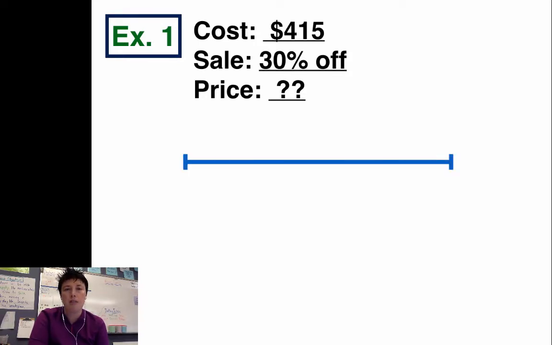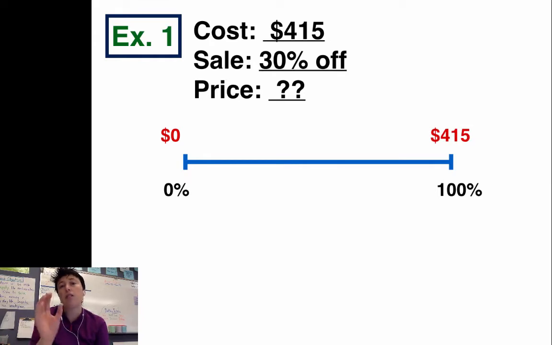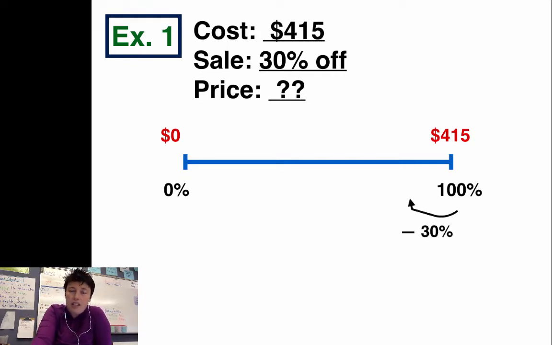I'm going to draw a number line that goes from 0 to 100%. And we've done this before. What I know right now is that at 0%, I'd be spending $0. But the cost of our item is $415. That's the full price before it's on sale. The sale is 30% off, so we actually get to take off 30%. We're not going to pay 100%. We're going to pay 70%. 100 minus 30 is 70%.